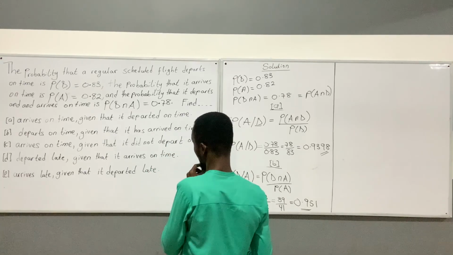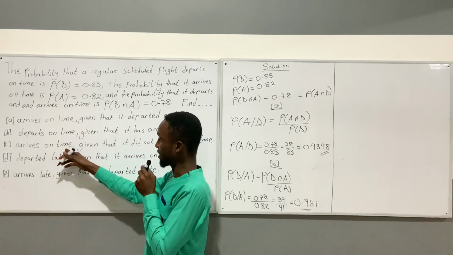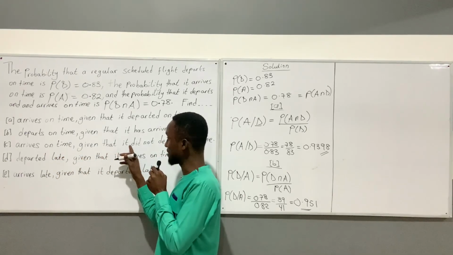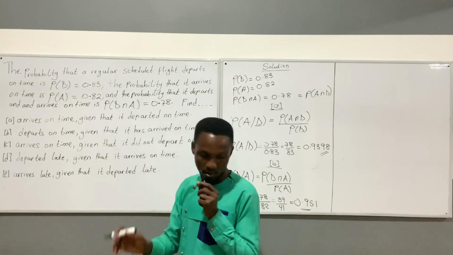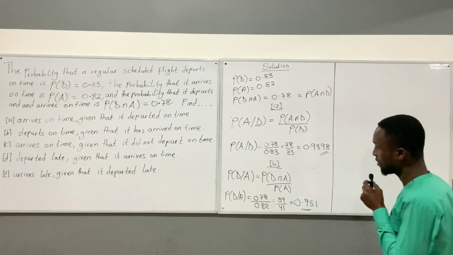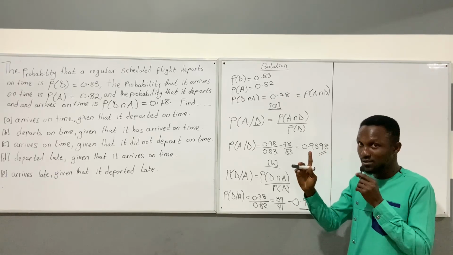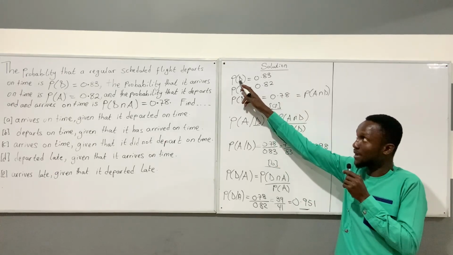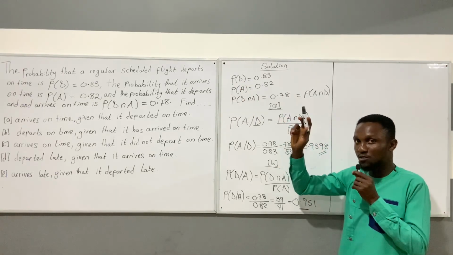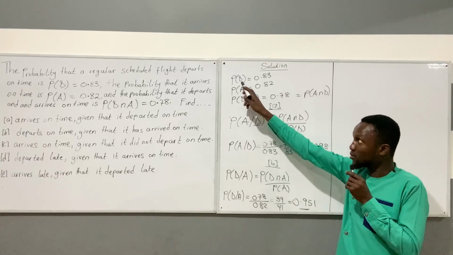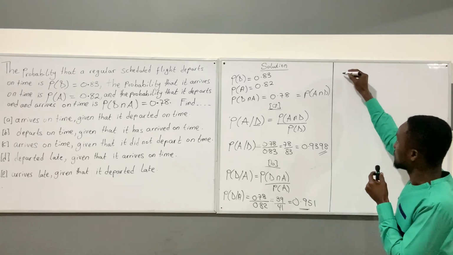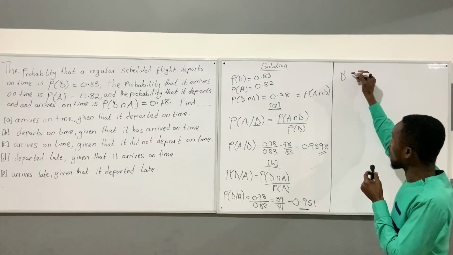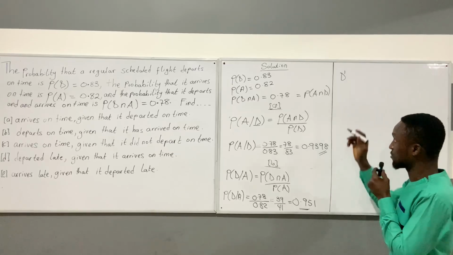Let's go to the third one. It says arrives on time given that it did not depart on time. Now we are moving to complement. Now listen, the probability that the flight departed on time is P of D. If it did not depart on time, he is talking about the complement of this. So that will be D complement or DC, whichever way you want to put it.